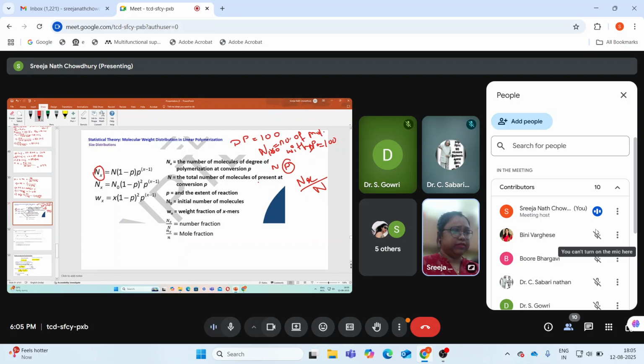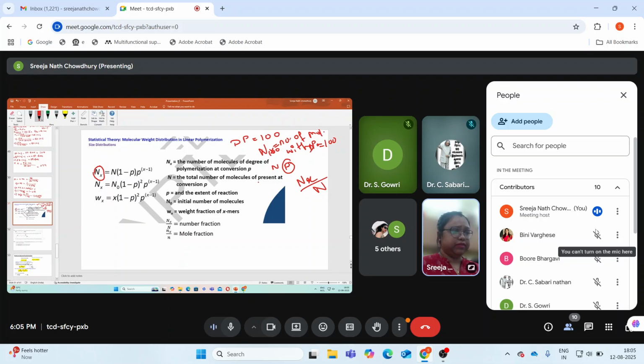For the mole, we can just reduce the number fraction equation to the mole fraction. That is, for mole, nx equals n into (1 minus p) into p to the power x minus 1. So the formula will be the same for number and mole fraction, but instead of the number fraction we will use the number of moles. Okay, so now we are going to start some problems with these formulas.